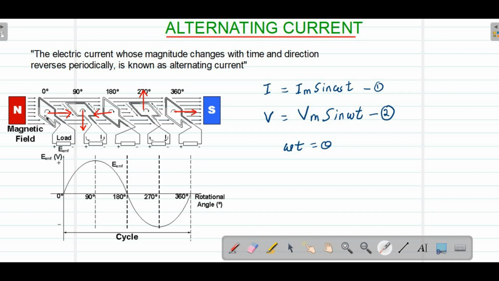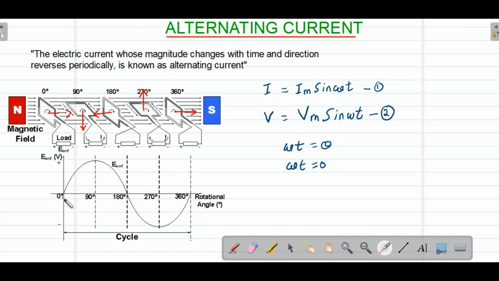Now you see the first diagram, the initial stage of rotation of the armature. At that time, the magnetic field is always from north to south, and the normal to the plane of the coil is also in the same direction. So we can take omega t equal to 0, that is theta. When you apply this value, omega t equal to 0, in the first equation of current I, or in the second equation of voltage V, sine 0 is 0. Therefore, current I equal to 0.